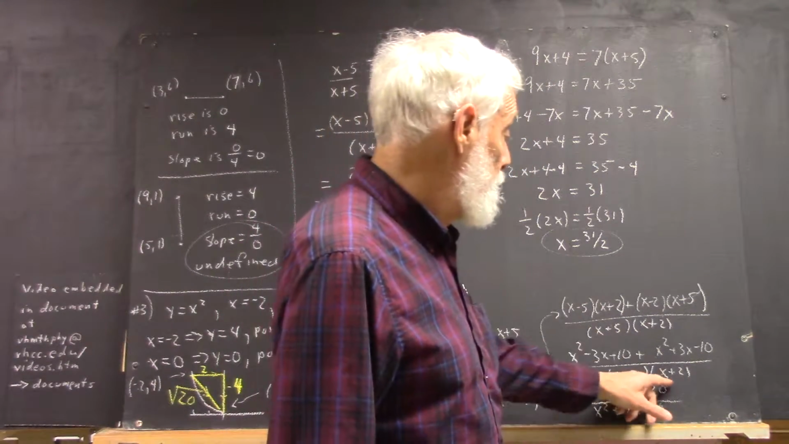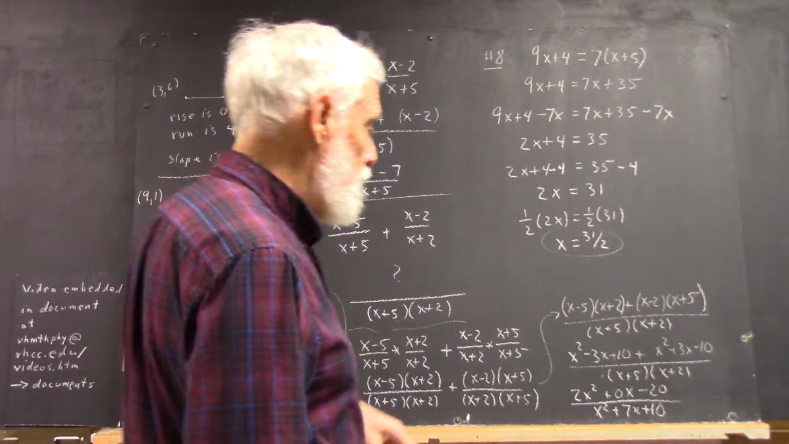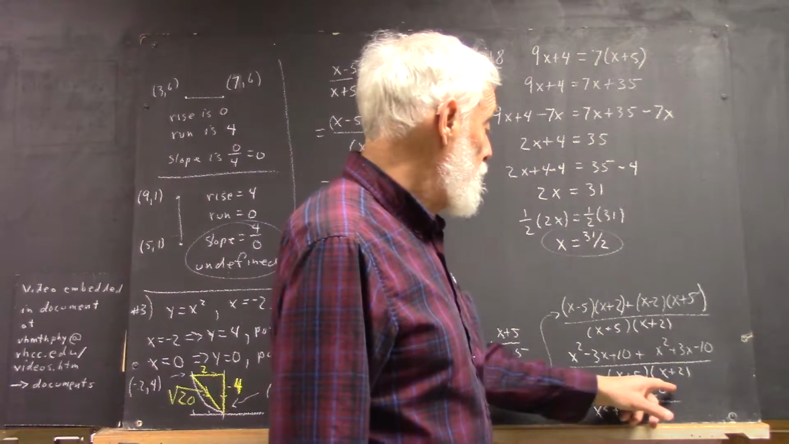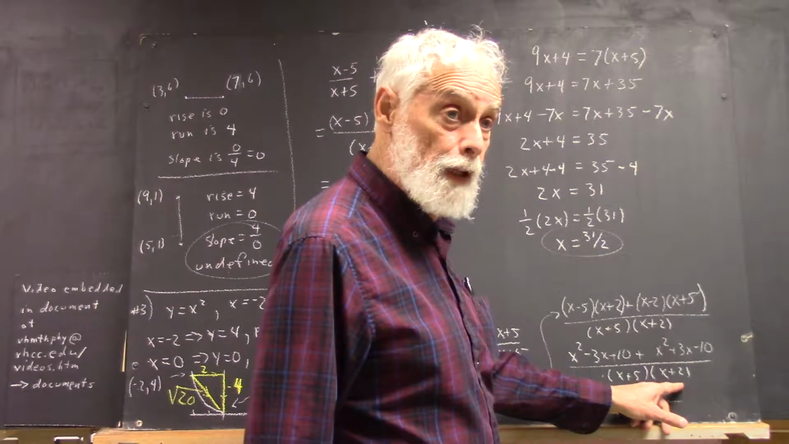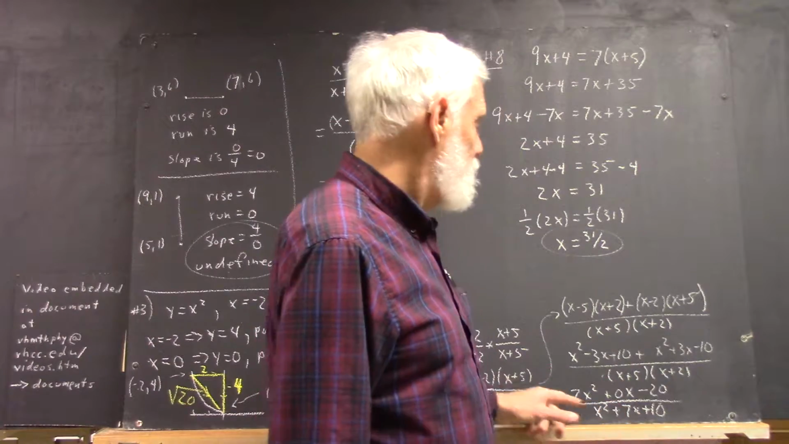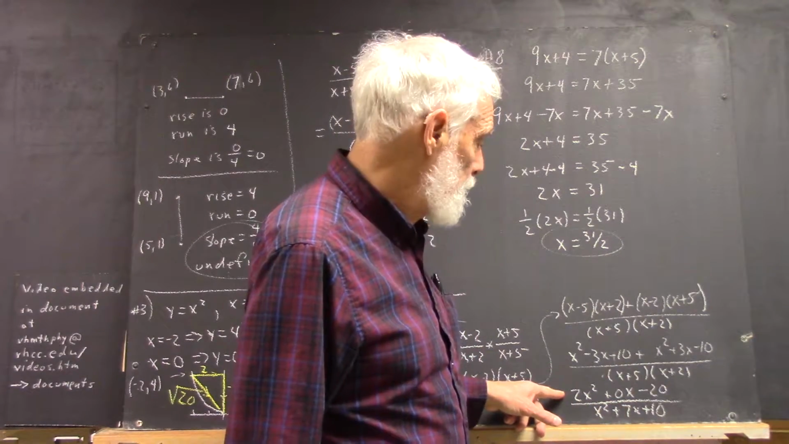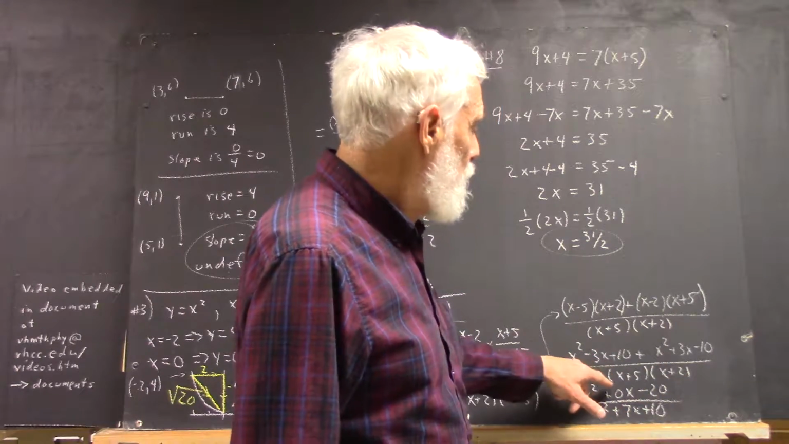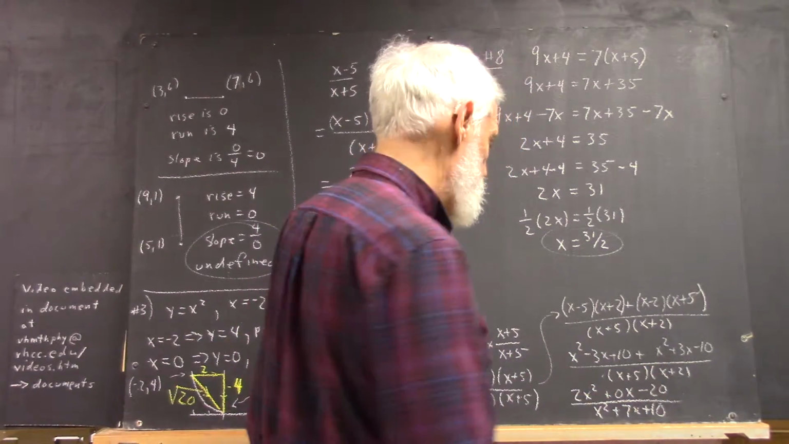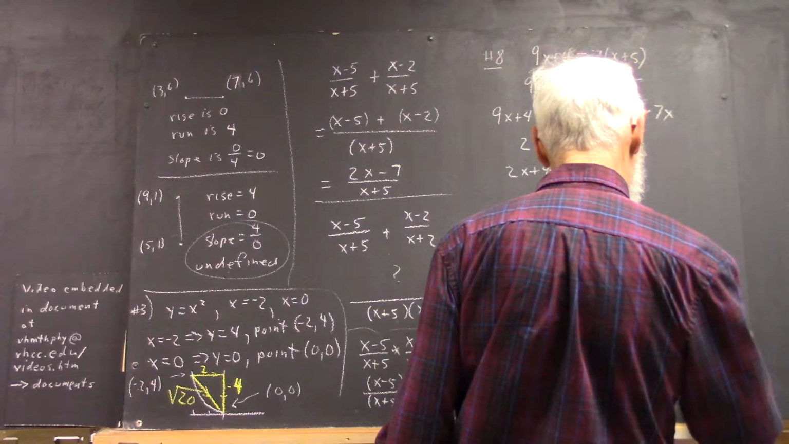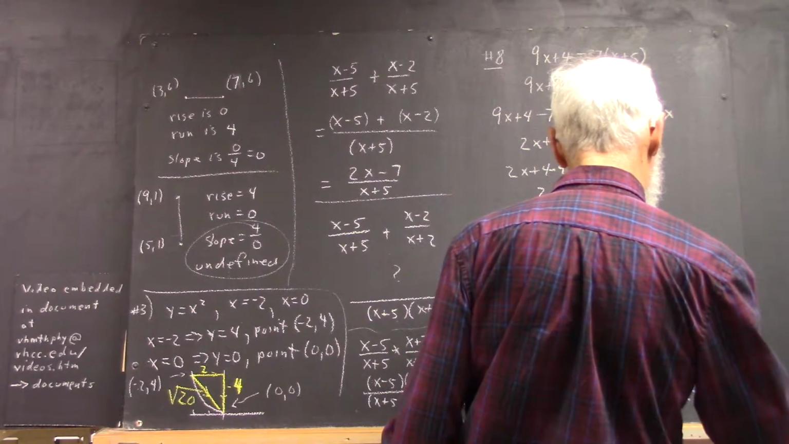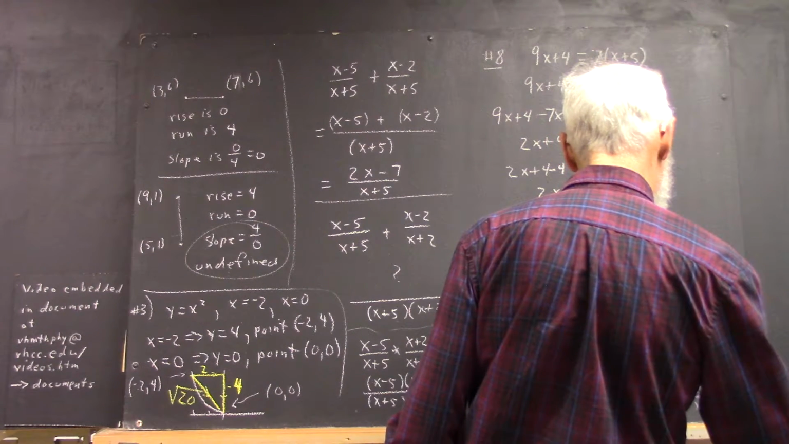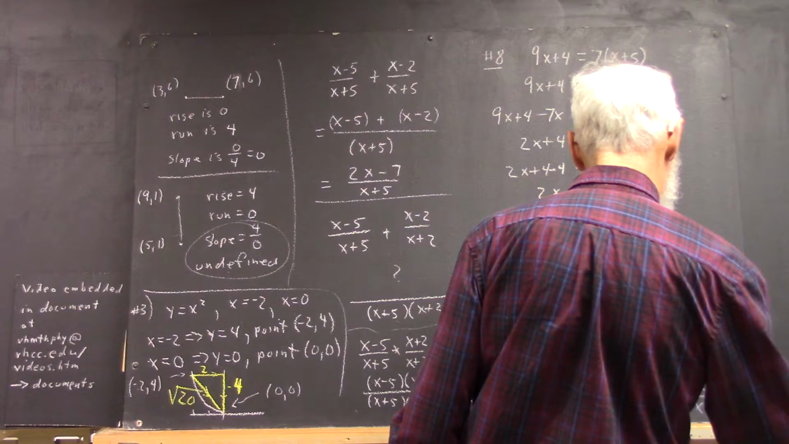Now, I kept the denominator unmultiplied here because, in general, I want to try to factor this numerator and see if any of the factors of this numerator match any of the factors of this denominator. It's very clear that this numerator won't have a factor of x plus 5 or x plus 2. So at this stage, I do multiply this out. And my final result might be expressed as 2x squared minus 20 over x squared plus 7x plus 10.